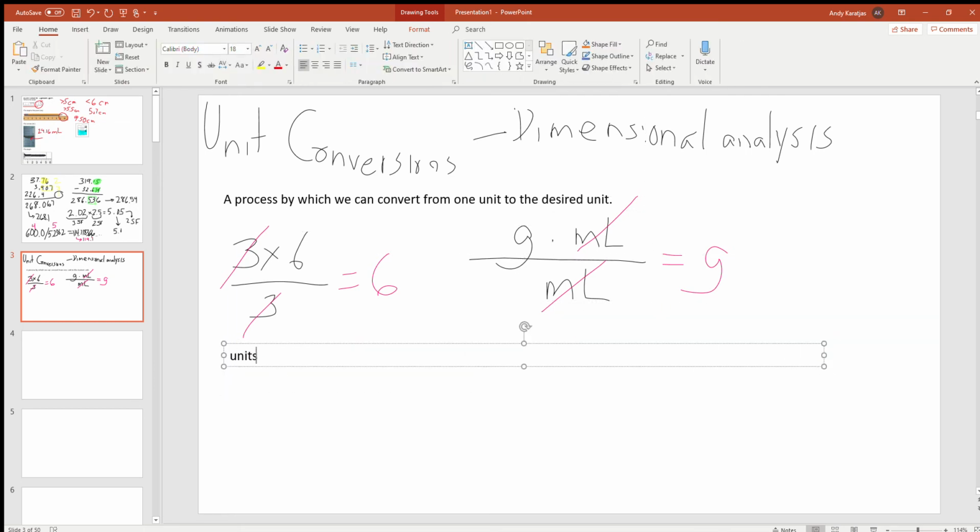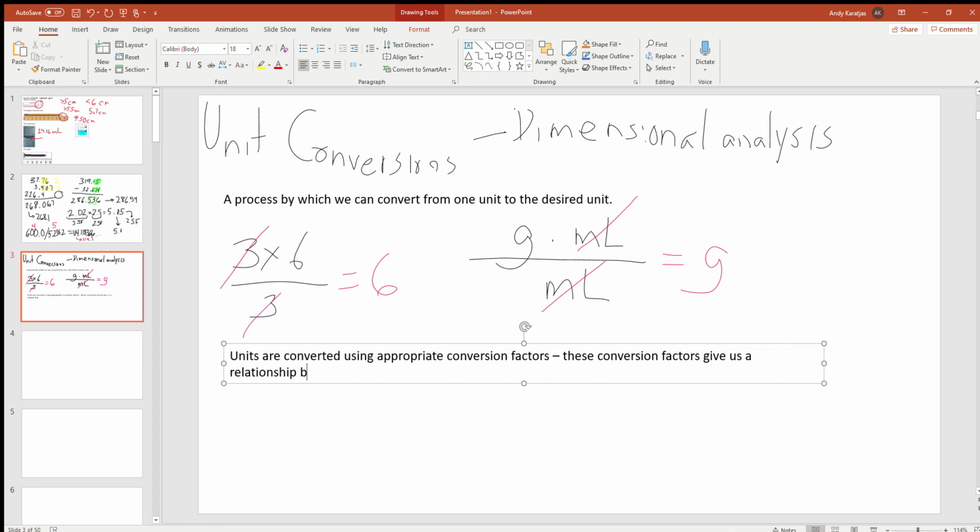And so units are converted using appropriate conversion factors. These conversion factors give us a relationship between the current unit and the unit that we need.